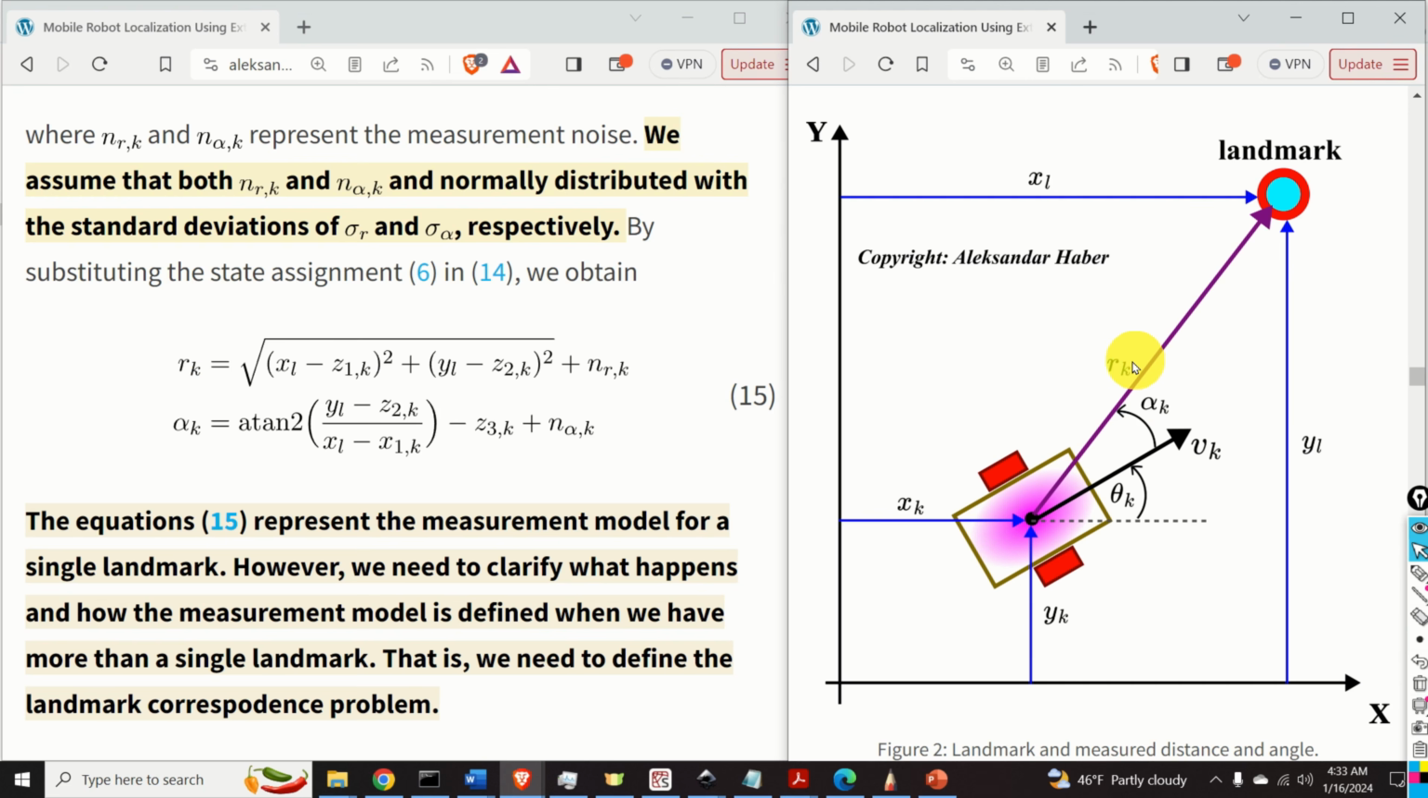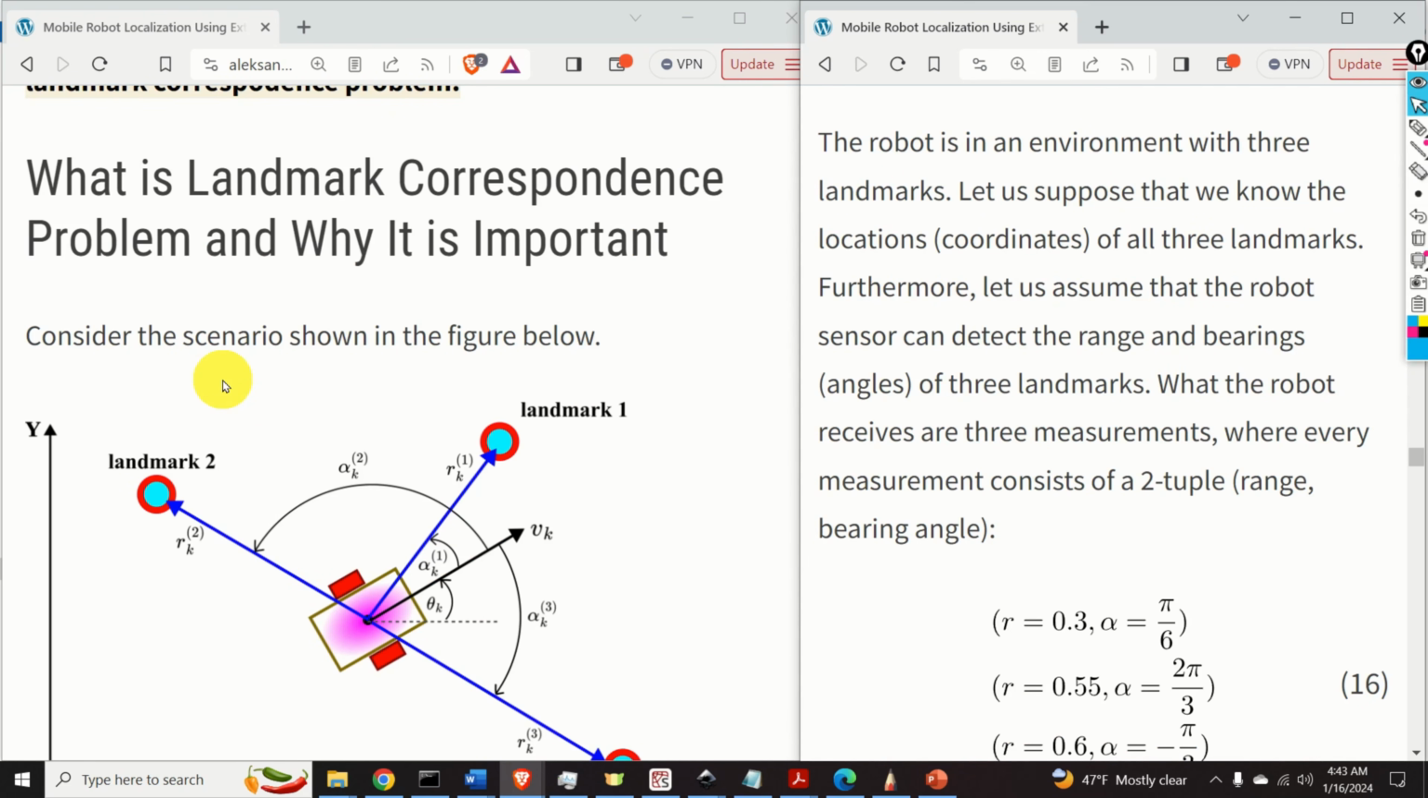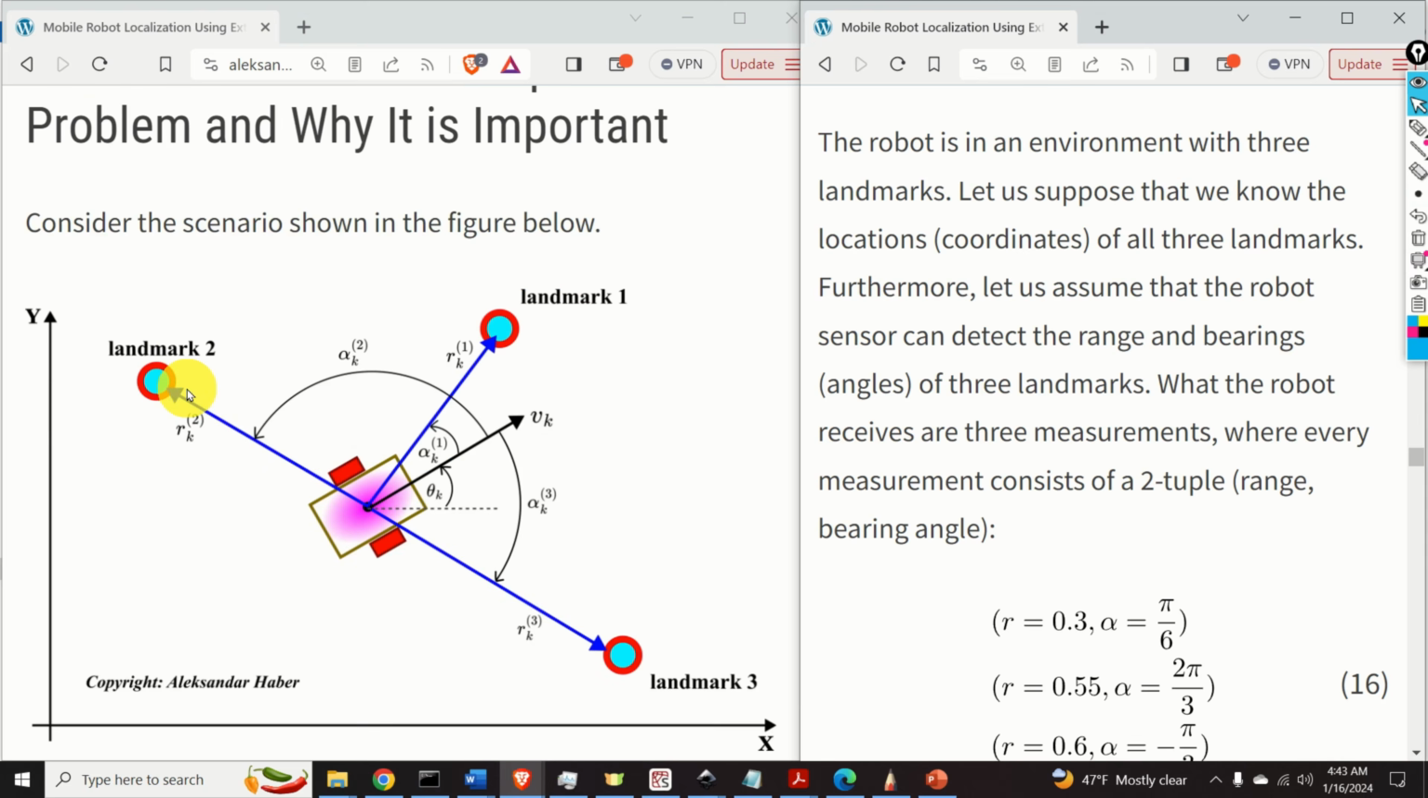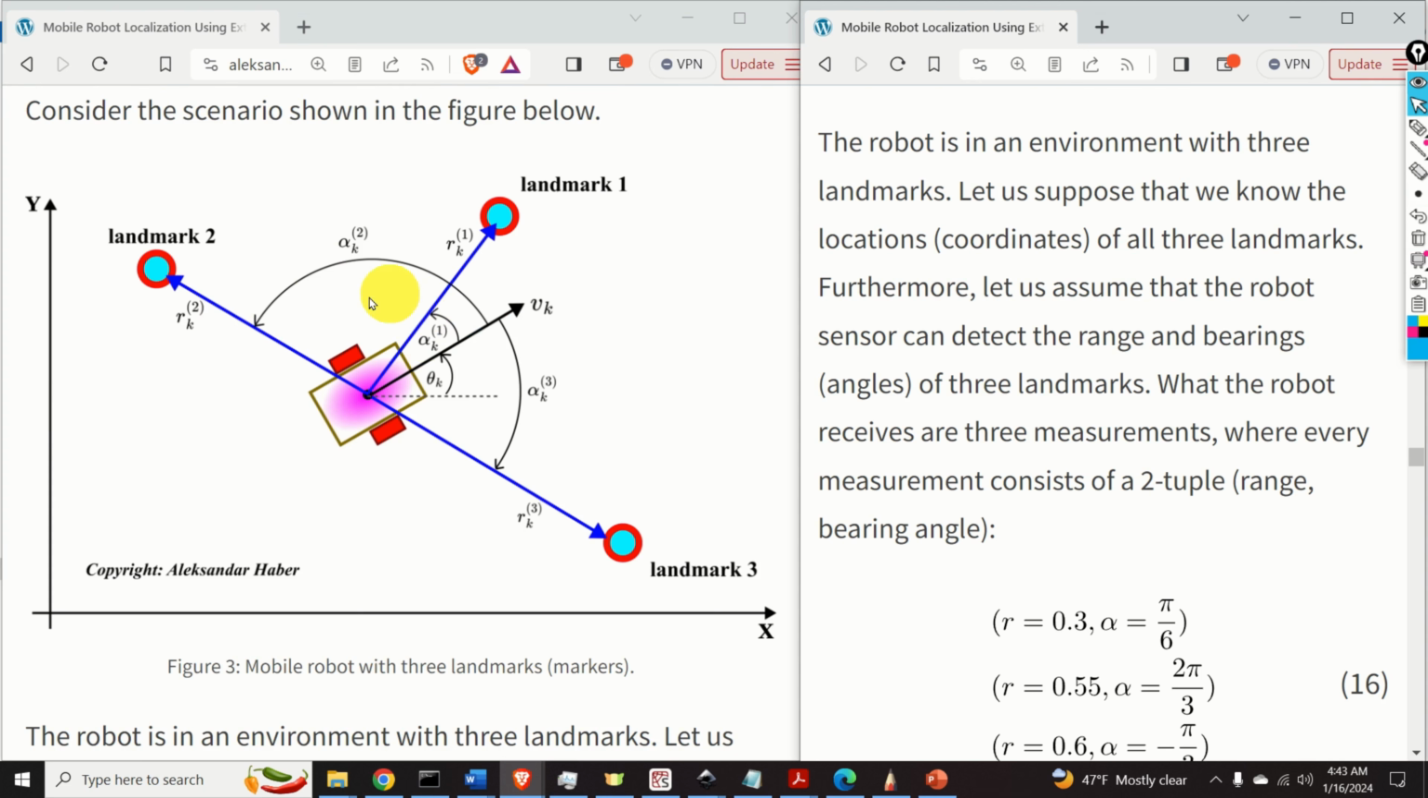However, we need to clarify what happens and how the measurement model is defined when we have more than a single landmark. That is, we need to define the landmark correspondence problem. Next, we need to define what the landmark correspondence problem is, and we need to explain why this problem is important for robotic localization. Let us consider this figure. Over here, we can see our mobile robot, and we can see three landmarks: landmark 1, landmark 2, and landmark 3. Let us suppose that we know the locations or coordinates of all three landmarks.